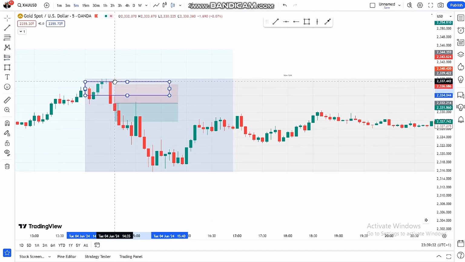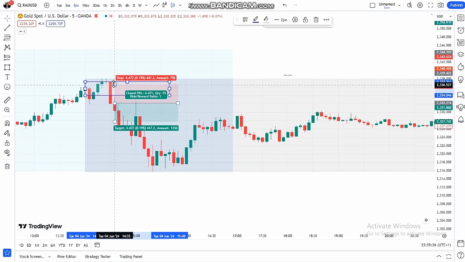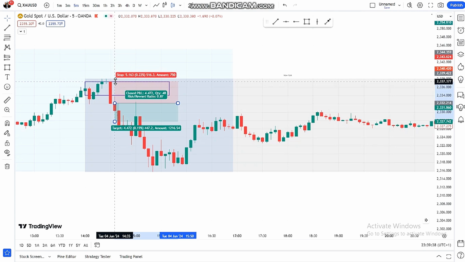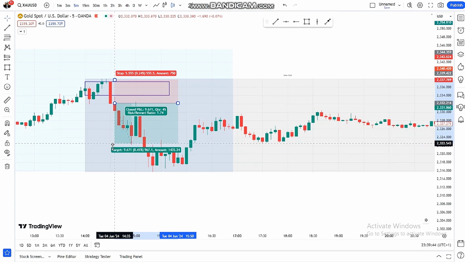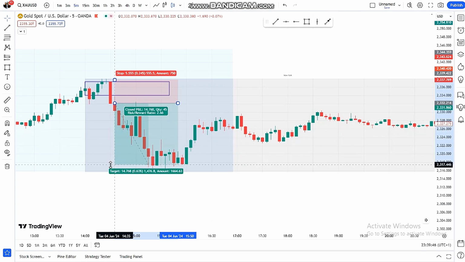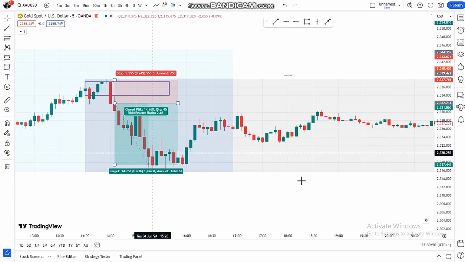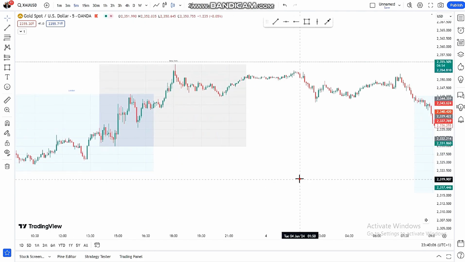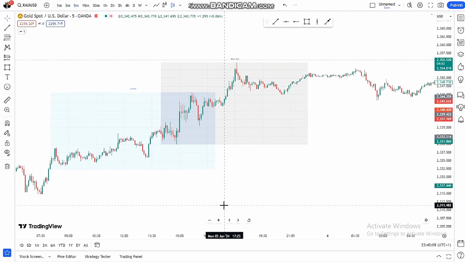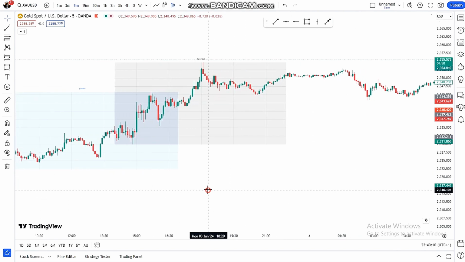Then, like I said, make sure that your stop loss is just a little bit above the opening candle. Then let it run 20 to 30 pips. Then you close it at your desire. You can break even. You see, this is the gain. Let's look at Monday.